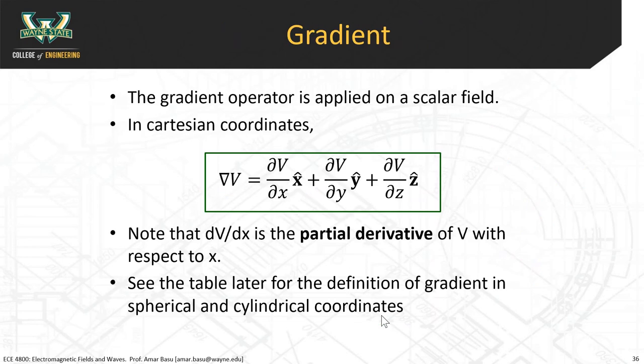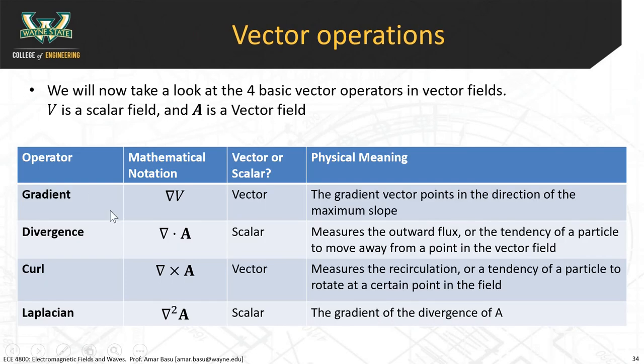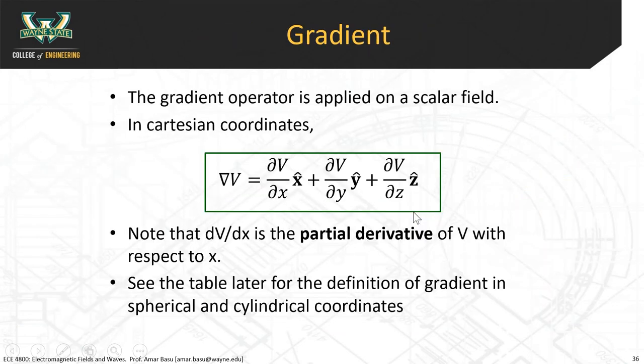The first of the four we're going to talk about is the gradient. The gradient is a vector quantity, and you take the del operator and apply it to a scalar field, meaning not a vector field, a scalar field, and when you apply the del operator to it, you get a vector. The physical meaning, we'll talk about in a second, but it points in the direction of maximum slope. So we'll first define what the gradient is.